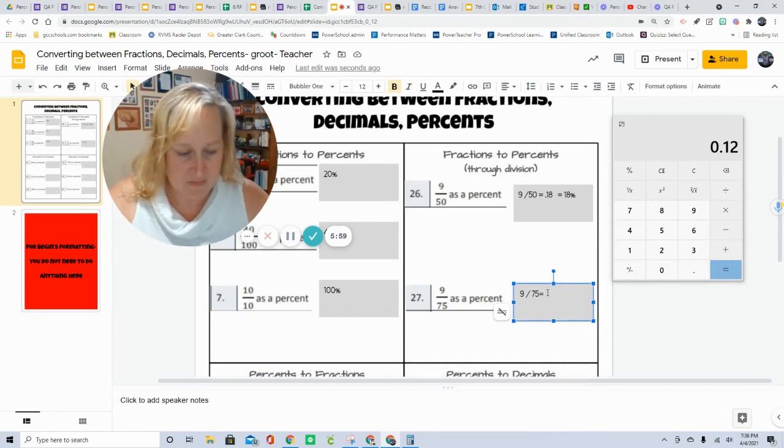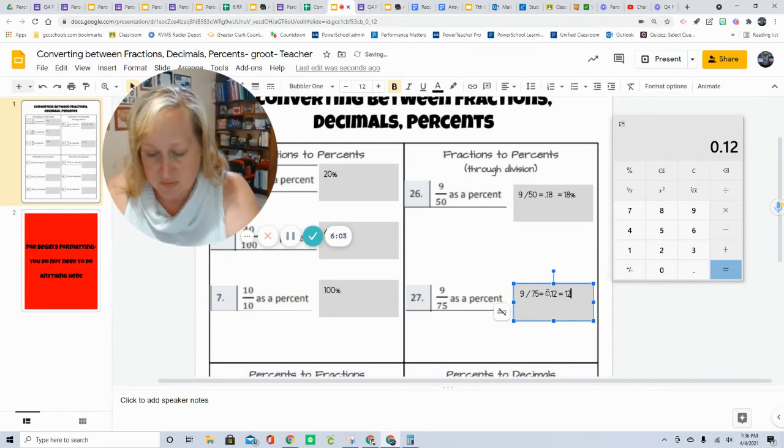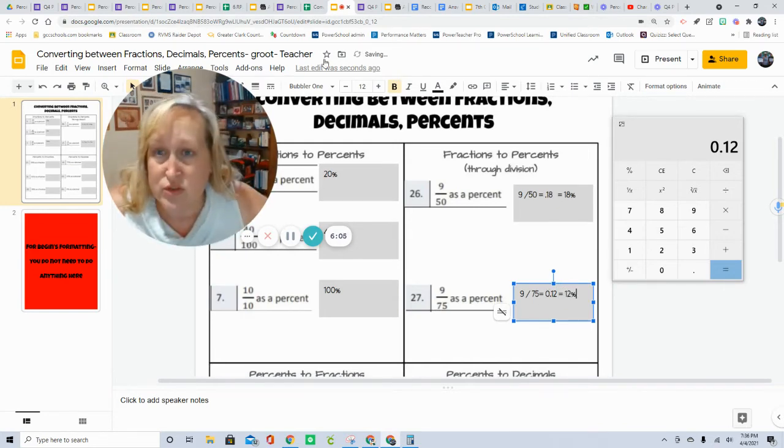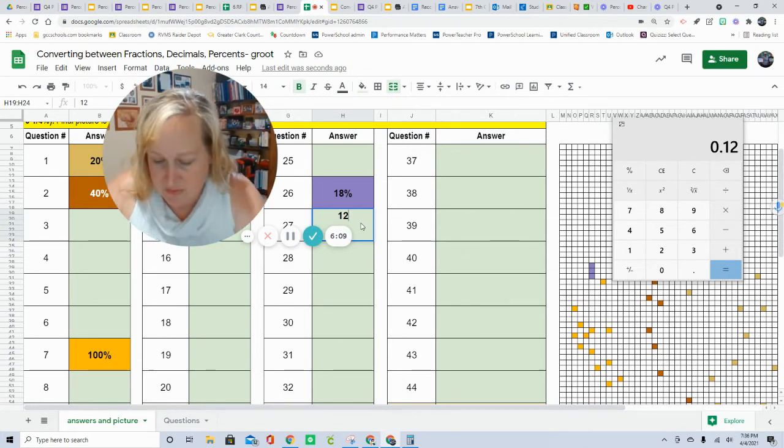And 0.12 equals 12%. So the answer to 27 is 12%.